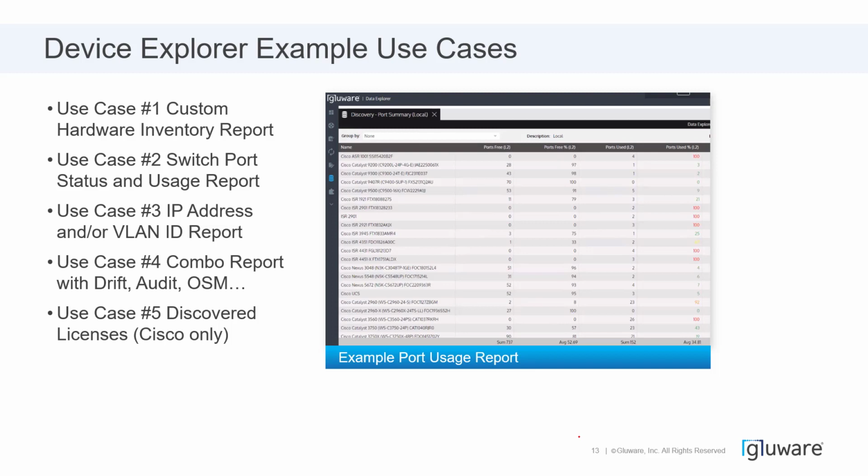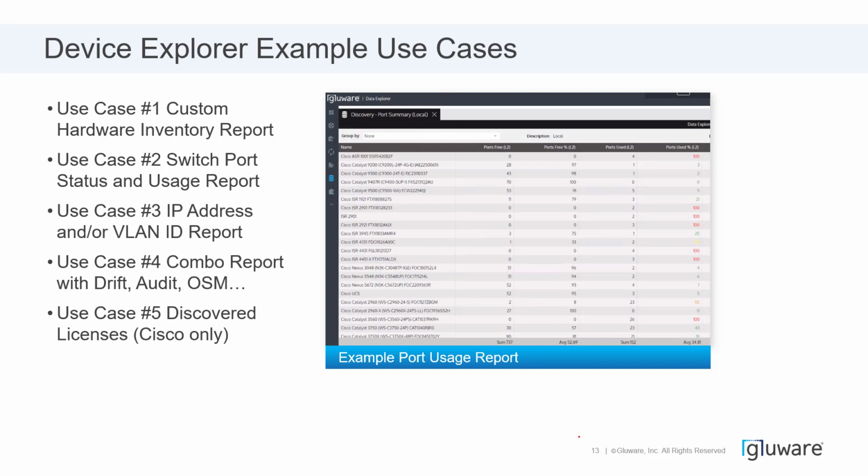We're looking at ports free, ports available, and then in the embedded report viewer, we can do calculations like calculate the percentage of available ports and sums and averages. So you can see your total ports, your averages, your sum. Again, this example, kind of jumping a little bit ahead, is a port usage report. This is a great example of how Gluware can help with capacity planning for your data center or your campus switches when you're looking at port utilizations.